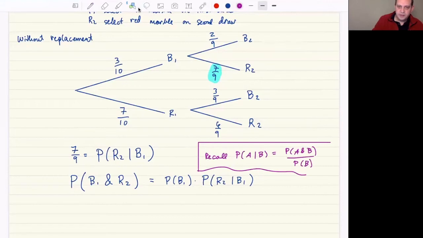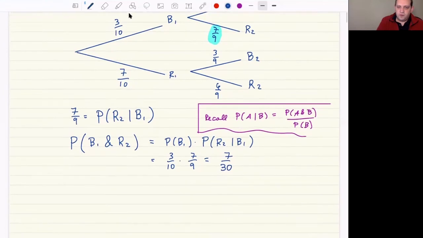So that's a formula that we'll use over and over. That's our conditional probability formula. So the probability of B1, we've already established as 3/10. The probability of R2 given B1, we've already established as 7/9. And so altogether, that's going to be, let's see, 3 over 9 cancels, and this will be 7 over 30, 21 over 90 or 7 over 30. So that's the probability that we select a blue ball first and a red ball second.